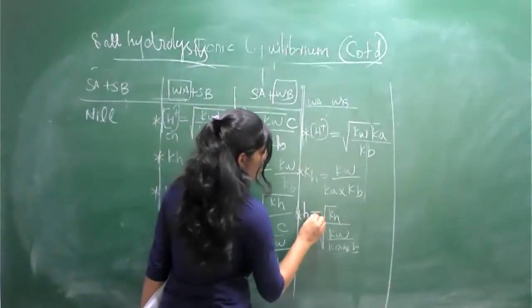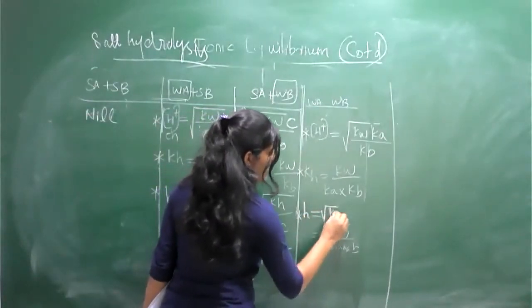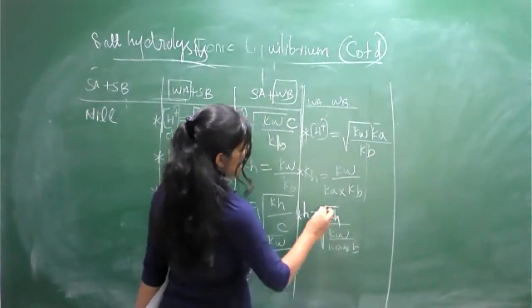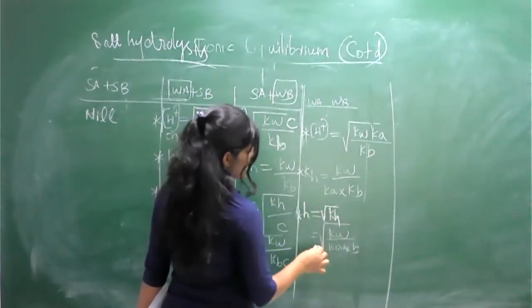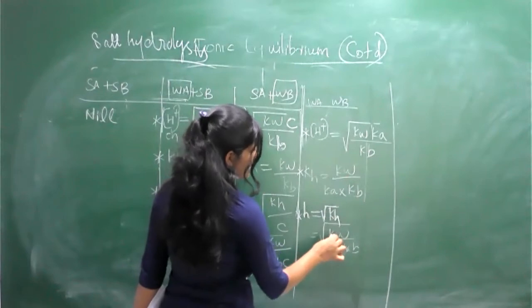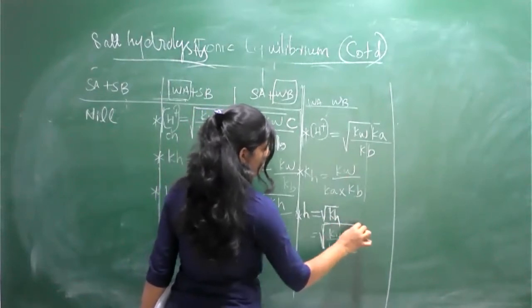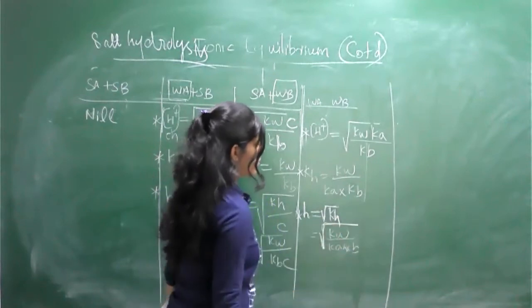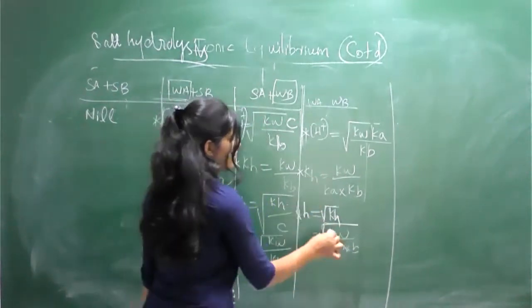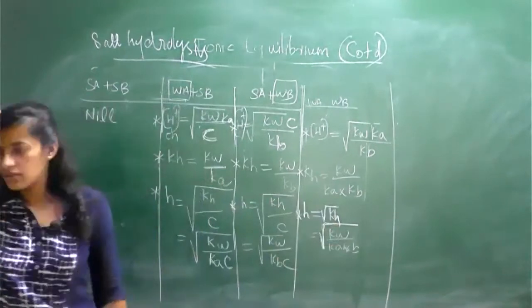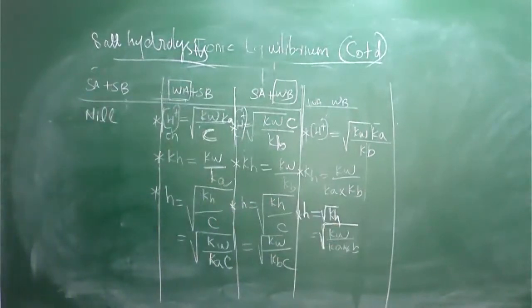h is equal to root Kh. Okay. After substituting the Kh value here, you will get root of Kw Ka by Kb. Okay, Vinith, done. Next we can go through the problem.